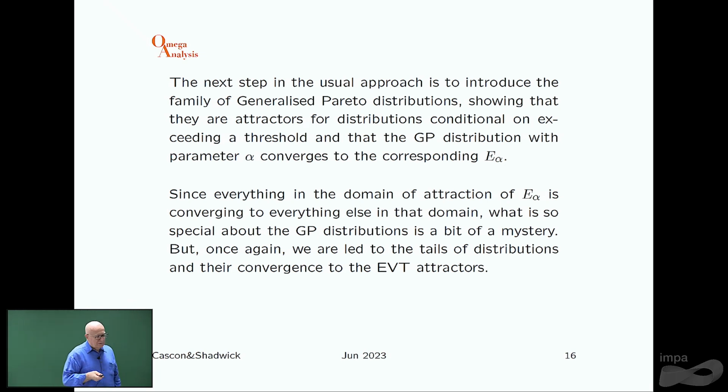And why? The property they have, namely that everything in the domain of attraction of the generalized extreme value distribution with parameter alpha is going to converge also to the generalized Pareto distribution with the same parameter. But that's actually a much weaker claim than it sounds like, because everything in that domain of attraction is converging to everything else. So what is it that's so special about the generalized Pareto distributions? It isn't just that they match up with the parameters in the extreme value distributions. You can easily check, for example, that the Student t distributions line up with the Fréchet distributions for alpha equals 1 to infinity. So that's not what is doing it.